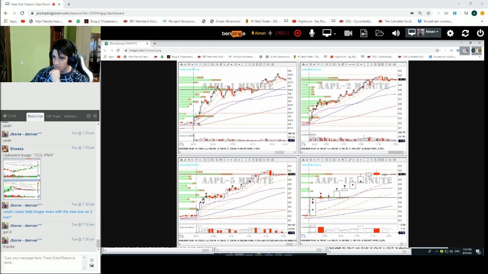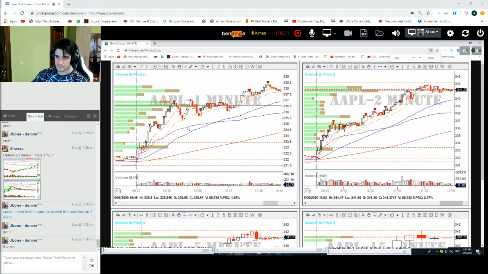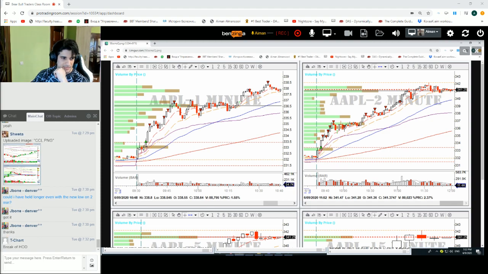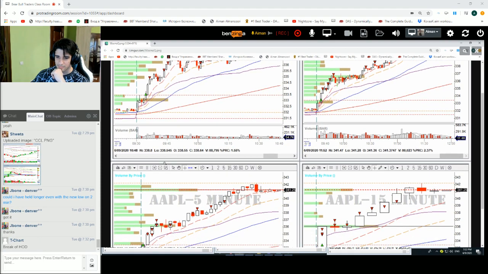T-chart took Apple for a 5 or 10 minute opening range breakout. A little bit late entry. Did you try to get an earlier entry, T-chart? Or did you intend to wait for it to break the daily level right there? You wanted to get in at the break of the high of the day.